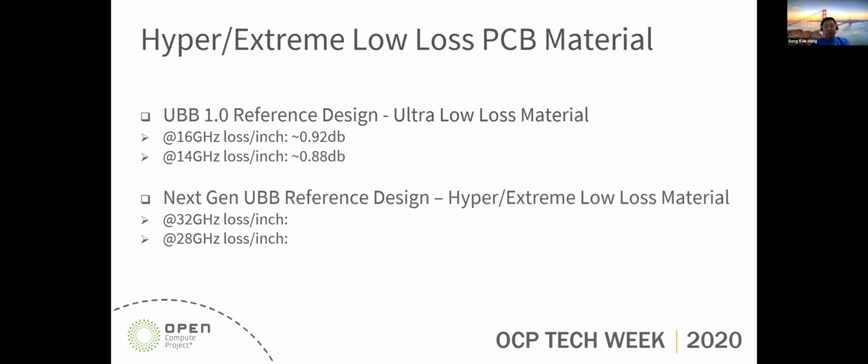And for the next generation design, we are going to look into what we call the hyper or extreme low loss material, which is the next generation of the PCB material. Right now most of this PCB material is not available yet. It's still in a testing phase. We're going to get a lot more information early next year, and we want to get into more detail at 28 gig or 32 gig. What is the loss per inch that we can have? I think the whole goal that we try to get is to keep it below 1 dB.